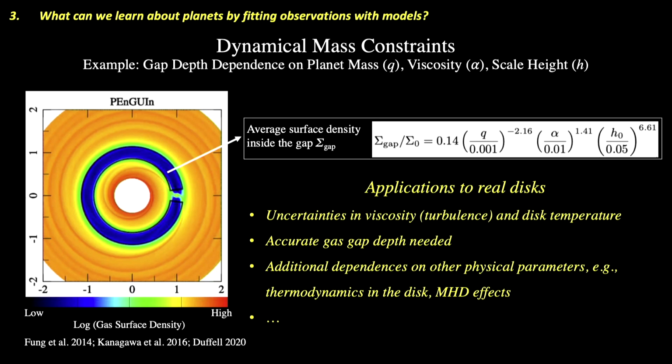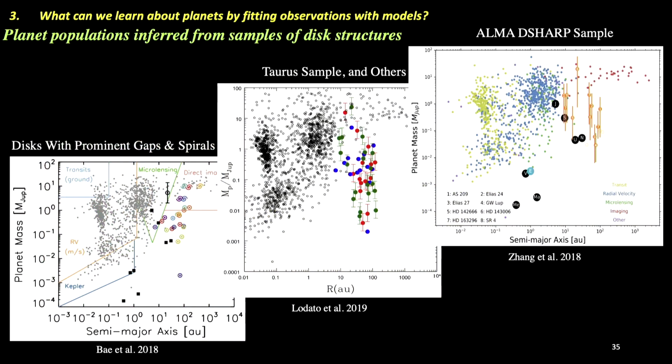Most of the gaps we see are dust gaps from continuum observation. And finally, there may be additional physics that we need to include in such considerations, such as thermodynamics in disks and MHD effects, because they may also affect how the morphology of planet-induced structures changes. All right, if we ignore all these caveats for now and assume we have some idea of the disk parameters, we can make progress.